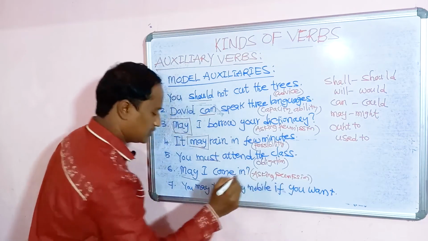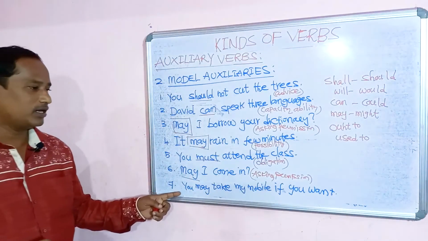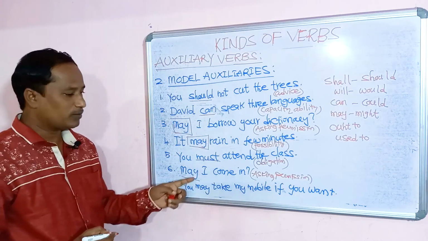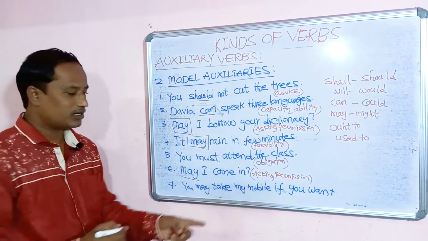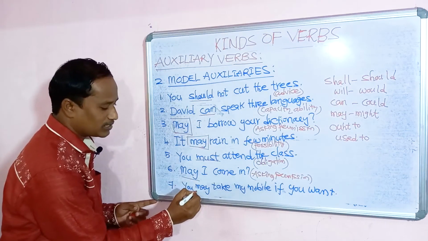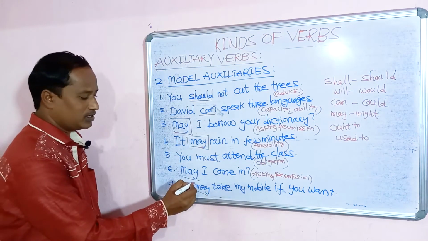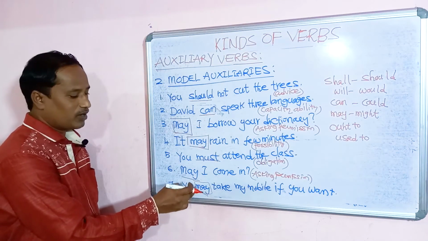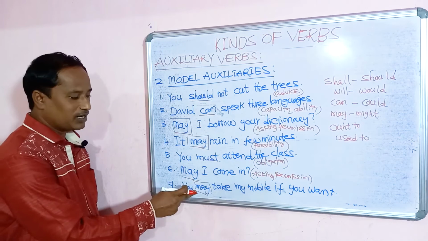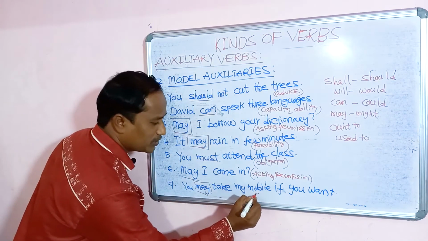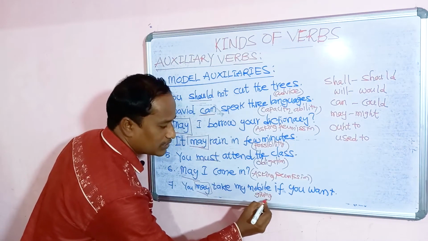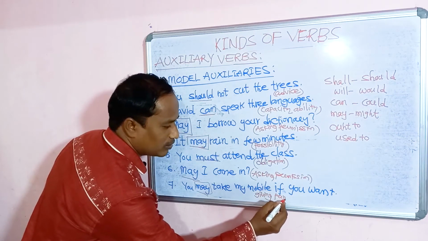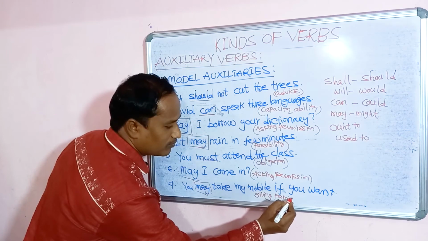The last sentence: you may take my mobile if you want, or you may take my water bottle if you want, or you may take my homework notebook if you want. In all these examples we used the modal auxiliary may. What function does it reveal? It shows giving permission. You are giving permission to someone else, that that person may take one of your articles.